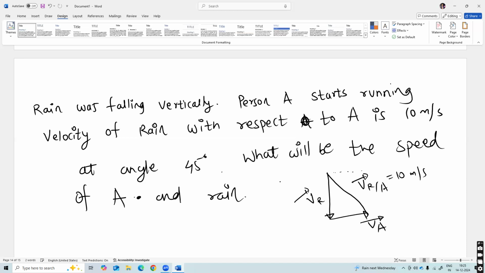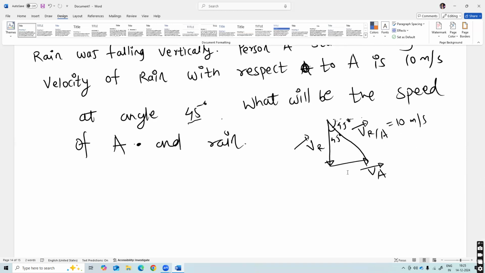I should have mentioned whether it is making 45 degree with vertical or horizontal, but when the angle given is 45 degree, this will also be 45, this will also be 45. We know that the angle between horizontal and vertical is 90, so if they have mentioned 45, it can be any 45. So for this triangle 45, 45, 90, we know that the sides apart from the hypotenuse are equal.